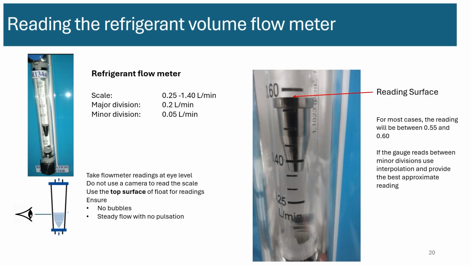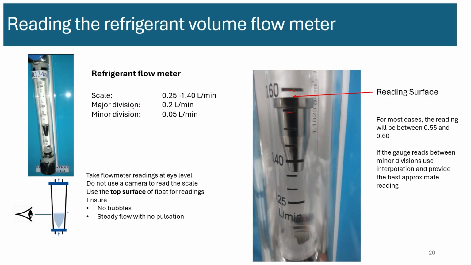Now, reading the refrigerant volume flow meter. This is similar to the water volume flow meter. You have to look at the top surface, right? Majority of the time, your reading will be between these two marks. Unlike the water flow meter, this is not something you control. This is something that just happens based on the water temperature and everything, okay? And usually it is varying between these two points.